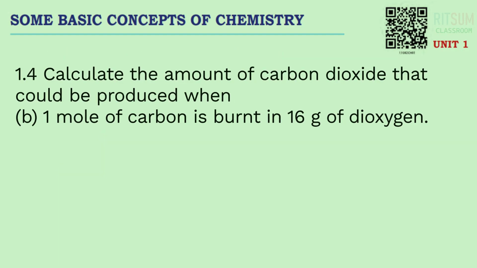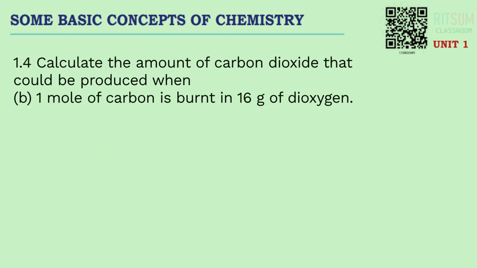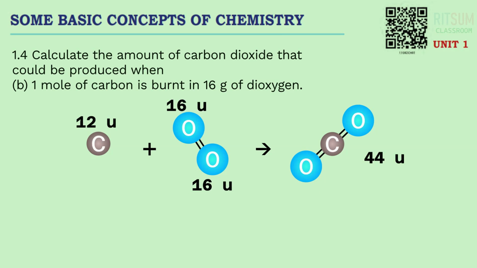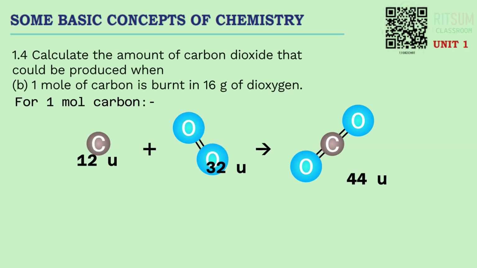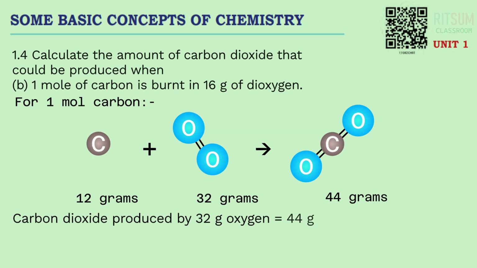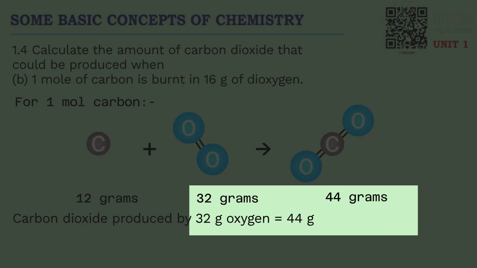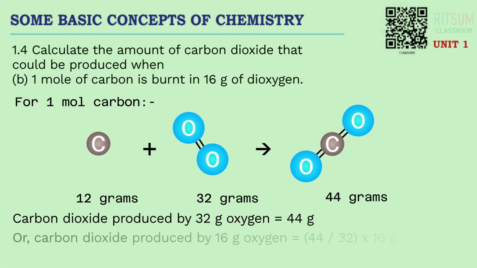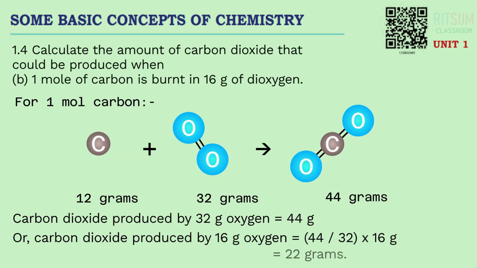In part B, we have limited amount of oxygen, that is 16 grams. Let's revisit the chemical equation and find out the molecular masses of reactants and products. For 1 mole of carbon atoms, it can be rewritten as follows. Thus 1 mole of carbon requires 32 grams of oxygen to produce 44 grams of CO2. But we are provided with only 16 grams of oxygen. Thus, carbon dioxide produced when 1 mole of carbon is burnt in 16 grams of oxygen can be calculated as 44 divided by 32 times 16, equal to 22 grams.